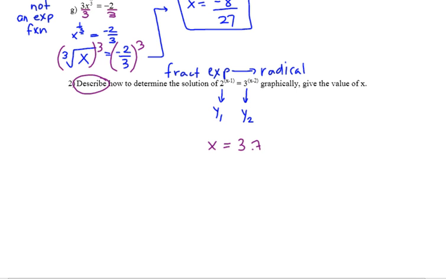Okay, so if this was a test, you'd actually have to write out, like it says, describe. So I said y1 equals this. I said y2 equals this. You're writing that all out. I go second trace 5, enter, enter, enter, gave me the x value. The intersect is the x value. Here's my answer, right? You'd write that out.